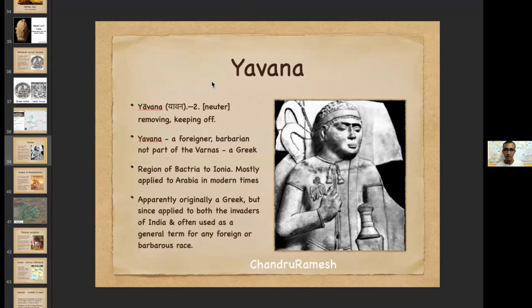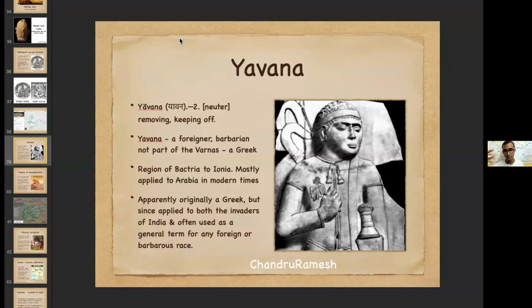And the Yavanas were actually present from the region of modern day Bactria, which is North Afghanistan and south of Uzbekistan. That was known as the ancient Bactria region, not bacteria, Bactria. So the Bactria region, and till Ionia. Ionia is a town in modern day Turkey, which is still there.